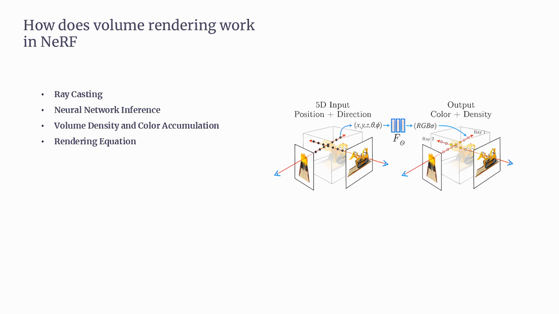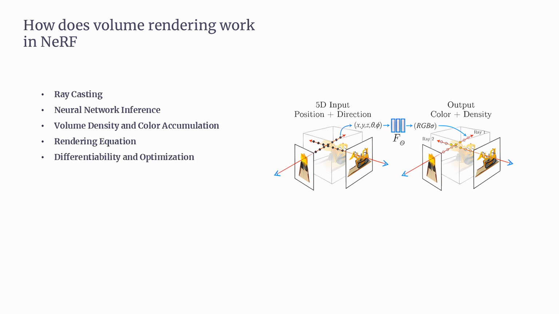The fourth, rendering equation. The final color for a pixel is obtained by summing contributions from all sampled points along the ray, where Ci is the color predicted by the neural network at sample i. Delta ti is the distance between two adjacent sampled points along the ray. This equation calculates the accumulated light as it passes through the scene, considering both color and density at each sample point.